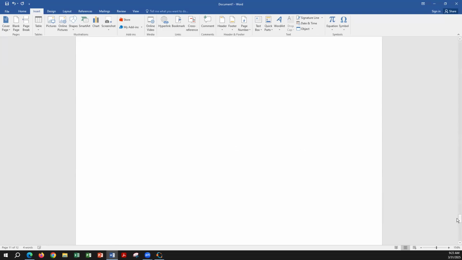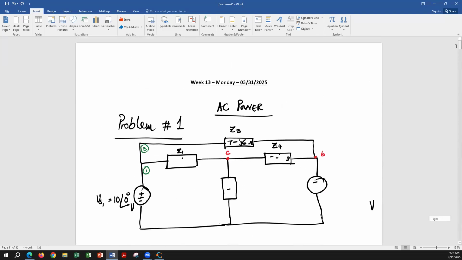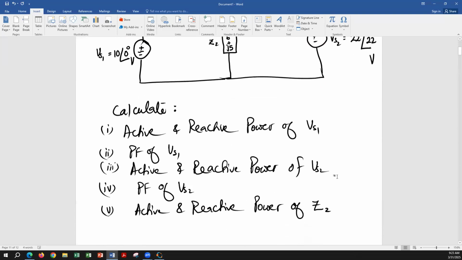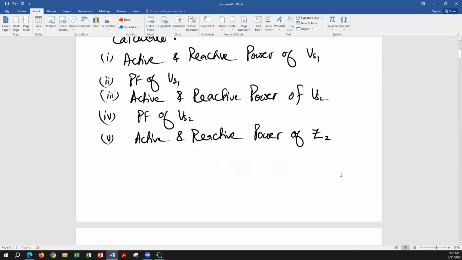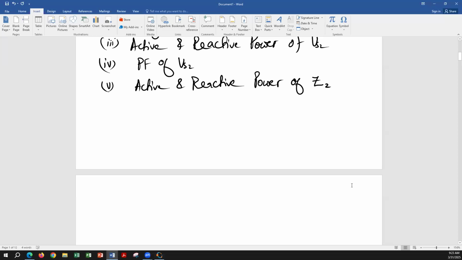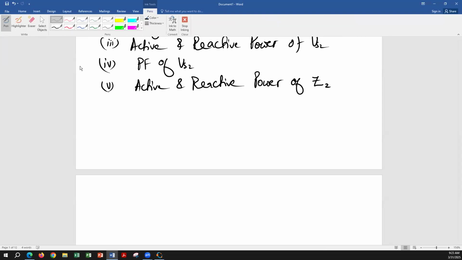So once again, guys, learn the lesson. Everyone is tempted to use mesh analysis as soon as you see loops, but it's not always wise to do that, and that has been discussed over and over again. So let's go ahead and apply KCL at node C.